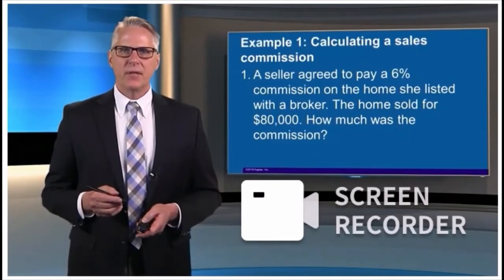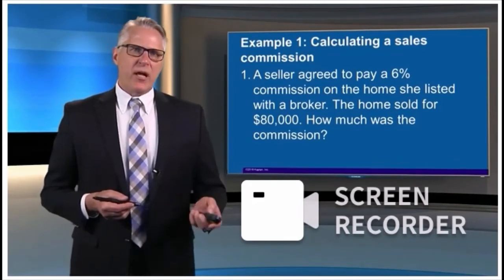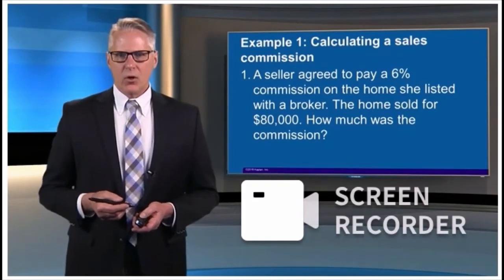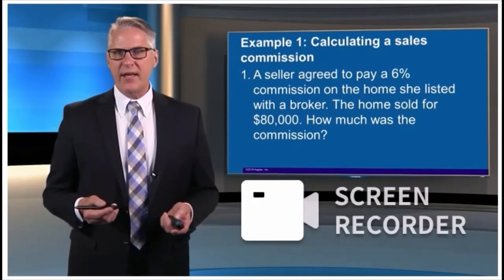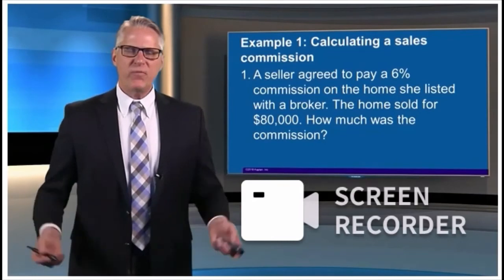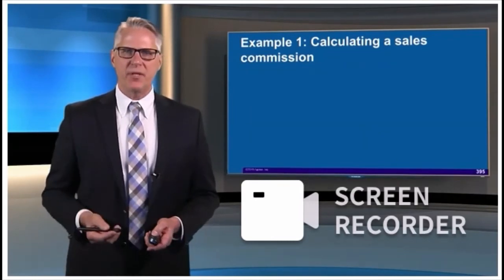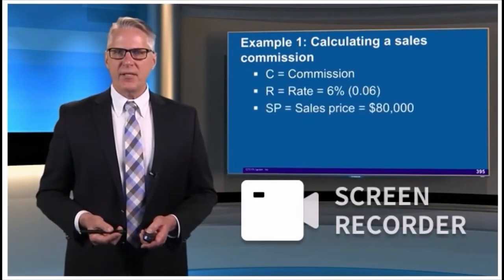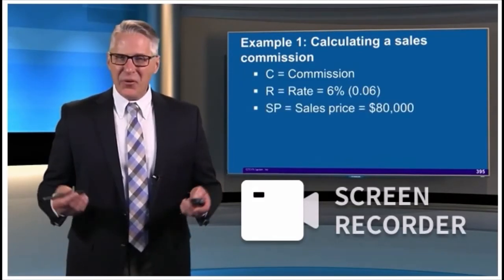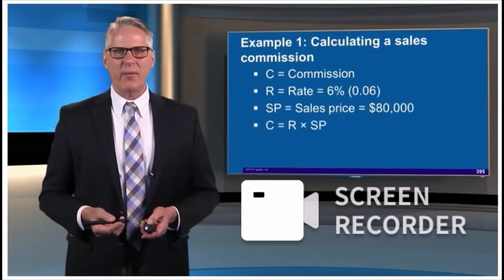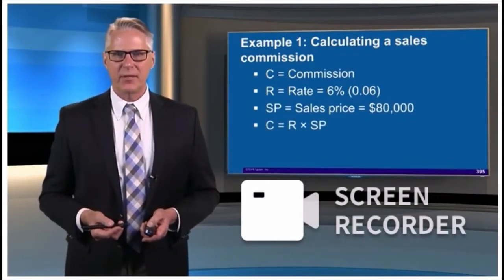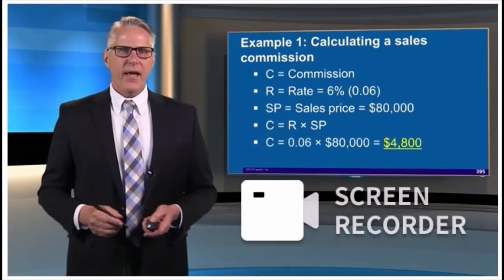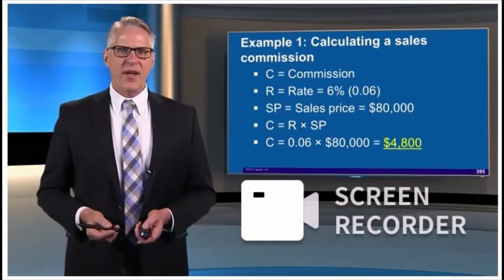So let's say a seller agrees to pay 6% commission on a home she listed with a broker. The home sold for $80,000. How much commission? This one's very easy. It's just the sale price times the commission rate, right? C equals commission. The rate is R. Sales price, I really don't need a circle formula to do this one. I just know that commission equals the commission rate times the sales price. You could look at a circle formula if you can remember the location of things. And there you go. The commission's $4,800, 6% times $80,000.